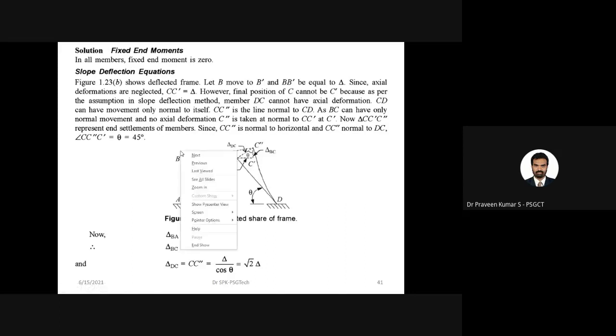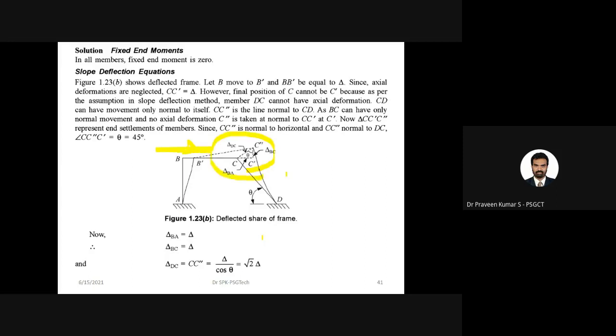Maybe you would have seen in my presentation that this part is del, right? Here also we have the same assumption. Let B move to B dash once the load is applied. Since the axial deformations are neglected, when we consider C dash we may have C double dash. So that is the point: the final position of C cannot be C dash, because as per the assumption we consider in the slope deflection method, the member DC cannot have an axial deformation. Therefore, CD can have a movement only normal to that of C dash. That is, CC dash is the line normal to CD, as BC can have only a normal movement and no axial deformation. So now we consider this part. This part is taken into account.